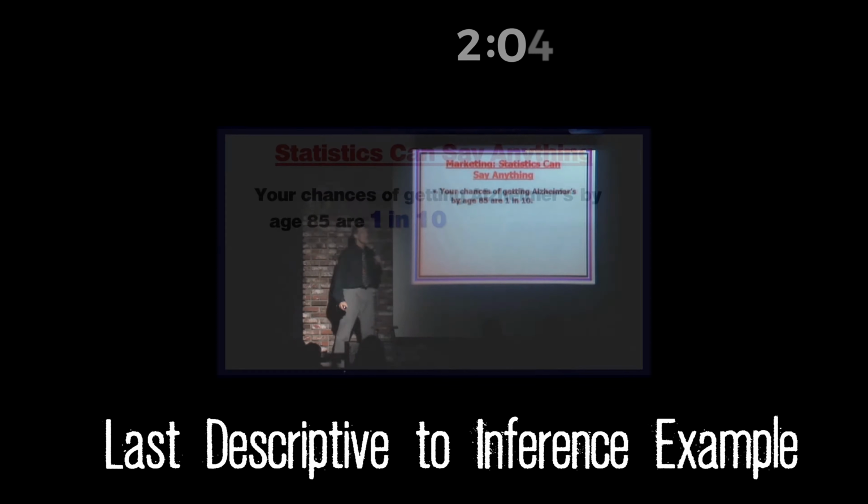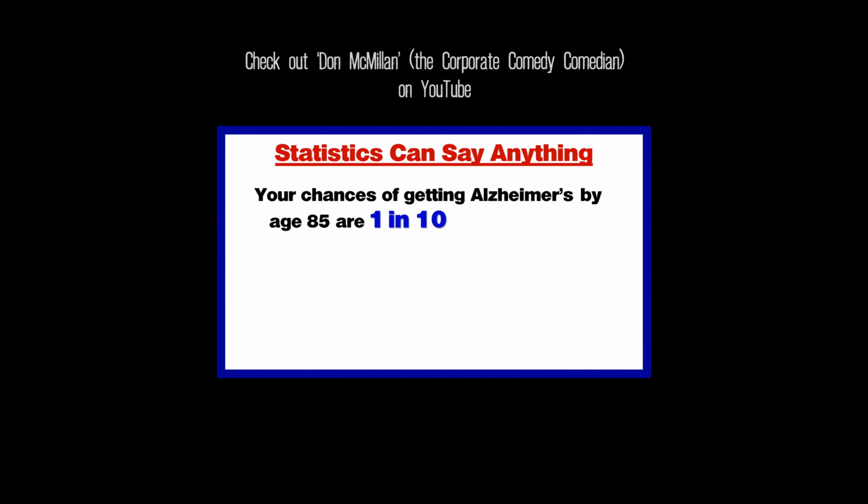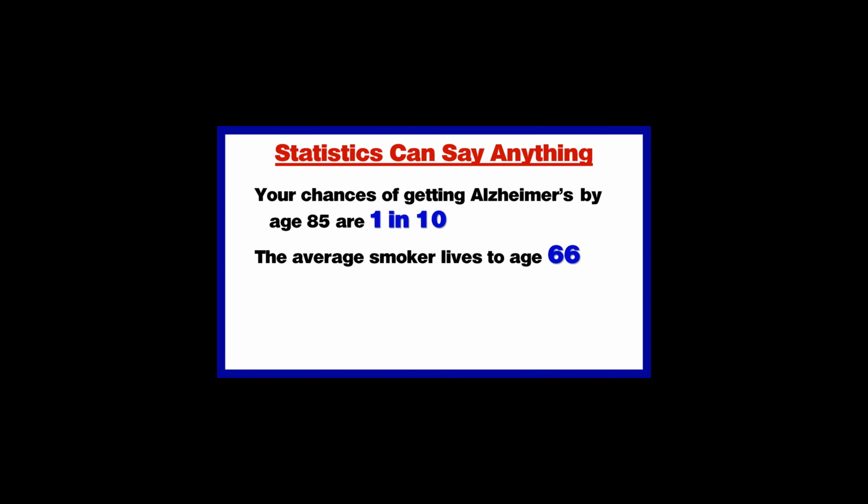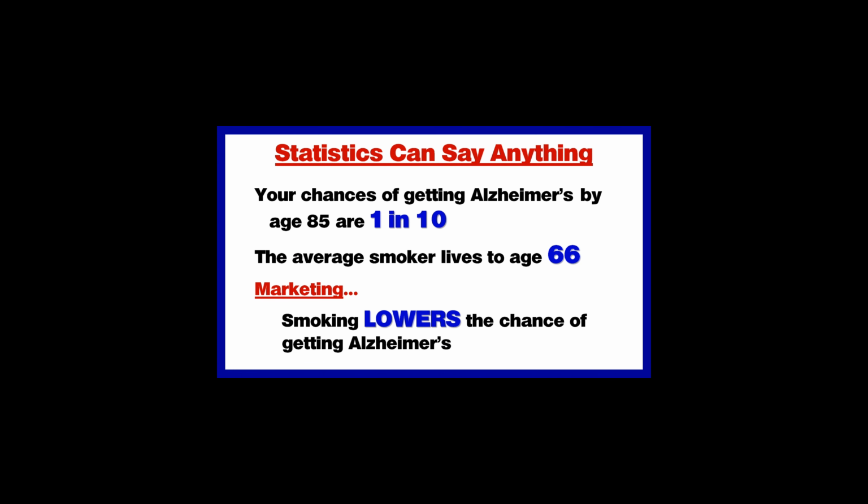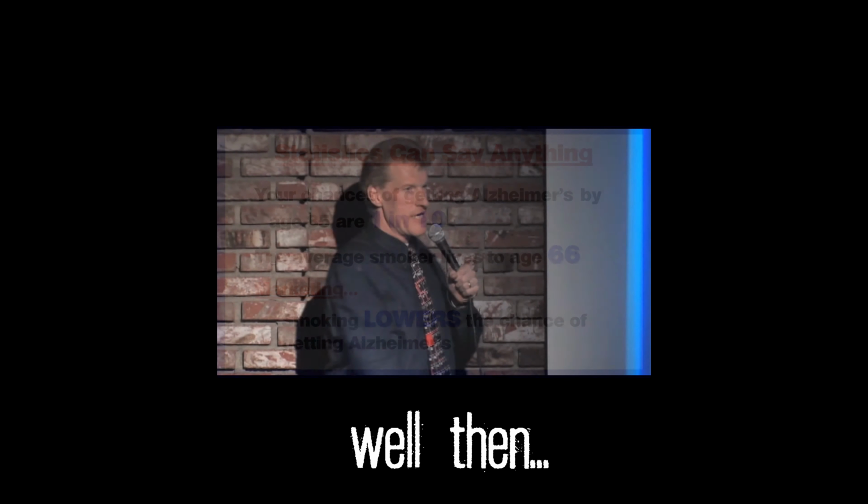Well, your chances of getting Alzheimer's by age 85 are 1 in 10. Kind of scary, actually. The average smoker lives to be age 66. So if you were in marketing at a cigarette company, you could say, smoking lowers your chance of getting Alzheimer's. Right? Absolutely correct statement.